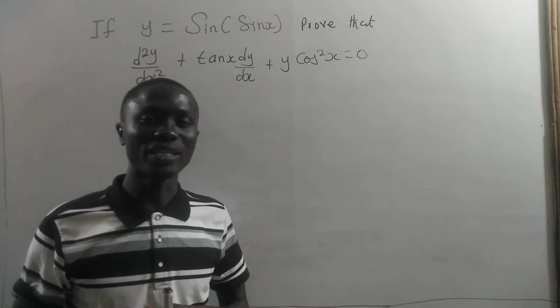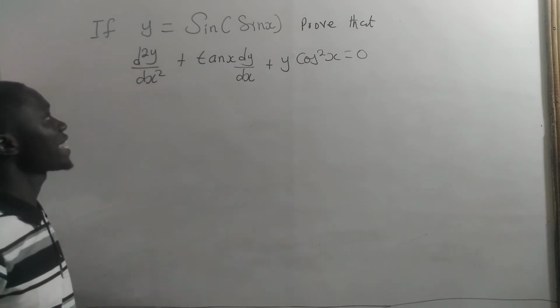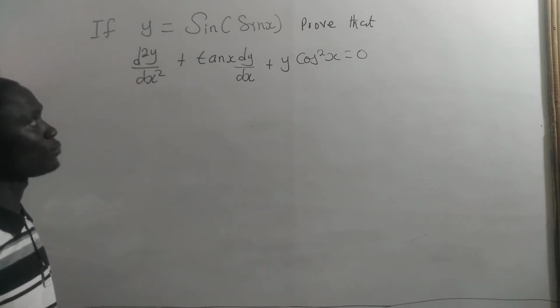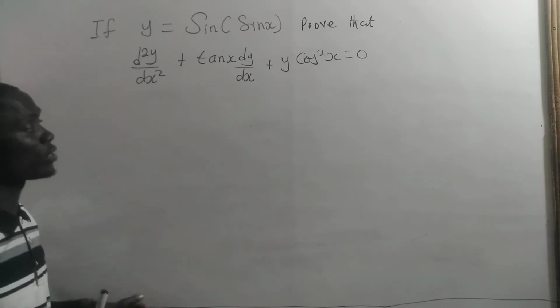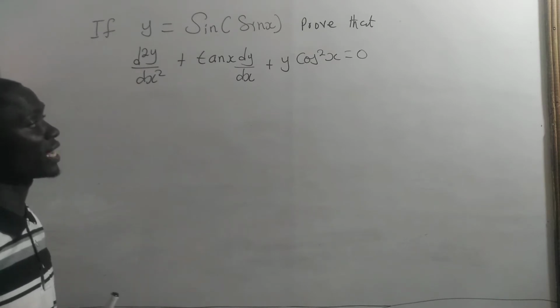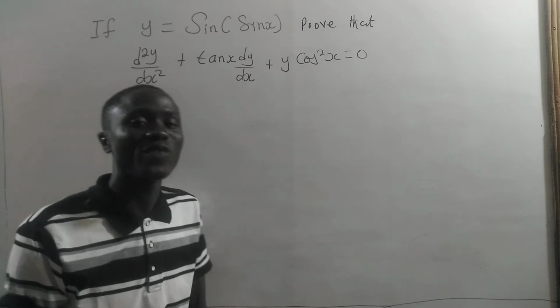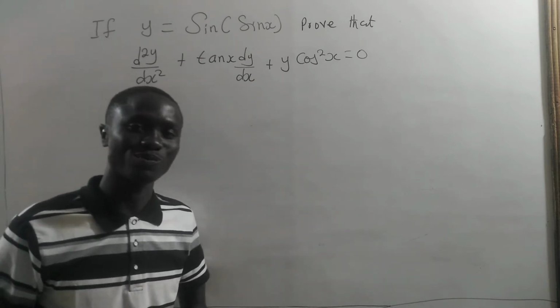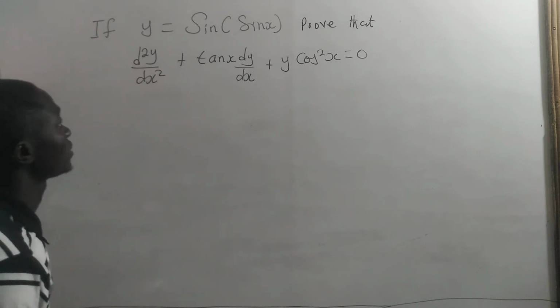In the mathematics community. In this lesson, we're looking at: if y equals sine of x, prove that d²y/dx² plus the tangent of x times dy/dx plus y cosine squared of x equals 0. Thanks to Mustafa from the University of Ghana for sending me this question. Now let's look at the question in detail.